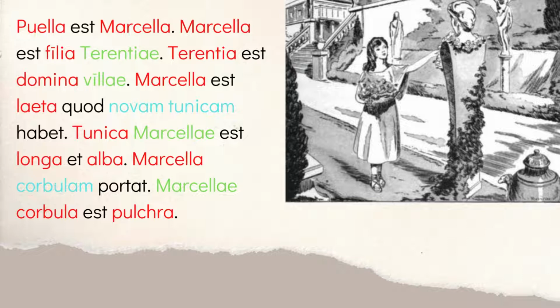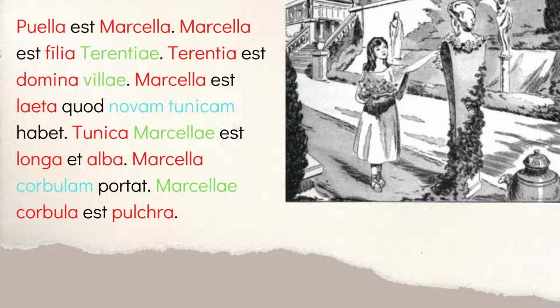Then we continue on. You have Terentia est domina villae. So Terentia, there's our subject, she is the domina, the mistress. And again, remember we said domina is the female version of dominus. So when I say mistress, it's just female master, right? The head of the house is really what I mean. So Terentia is the mistress of the house, villae.